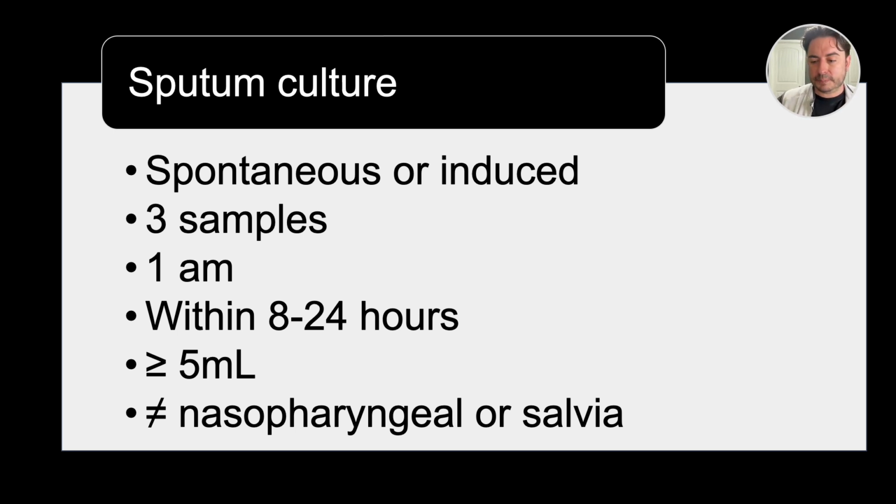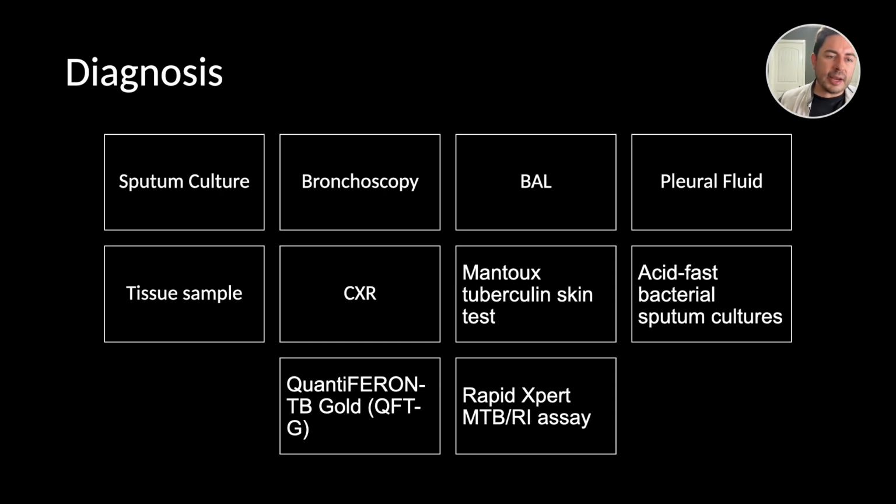Everything from the chest. Other diagnostics that we can do, we can look at a bronchoscopy. We can get a bronchoalveolar lavage. We can look at pleural fluid. We can get a tissue sample. Chest x-rays are going to show us a whole bunch. And then these last 4 here are diagnostics that are specific to TB.